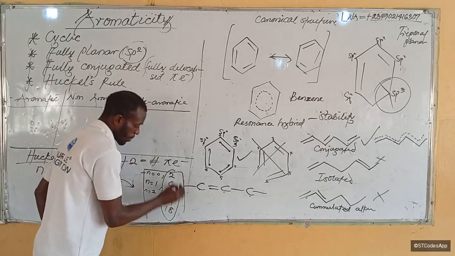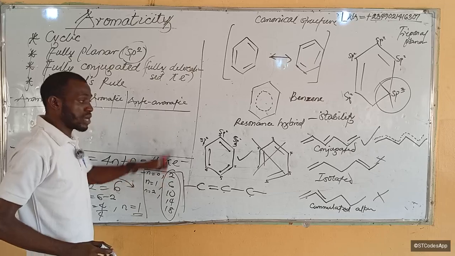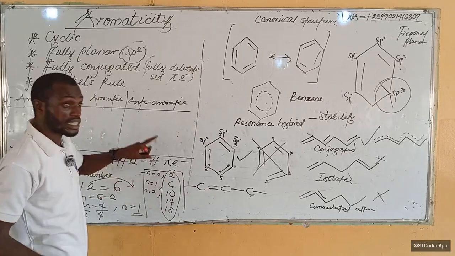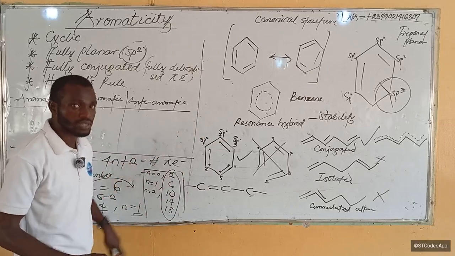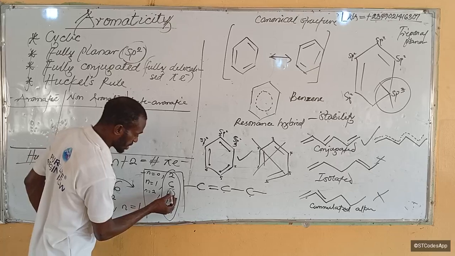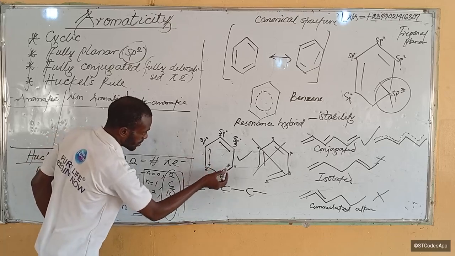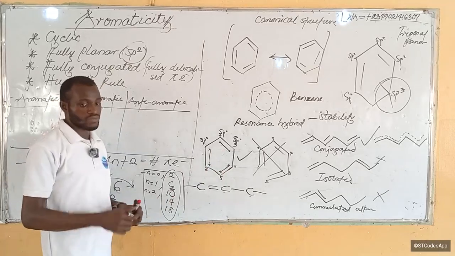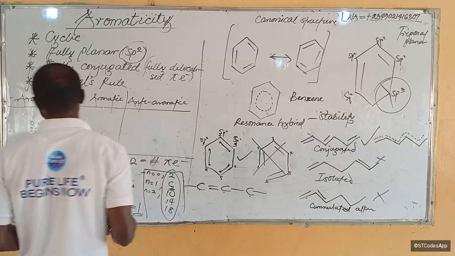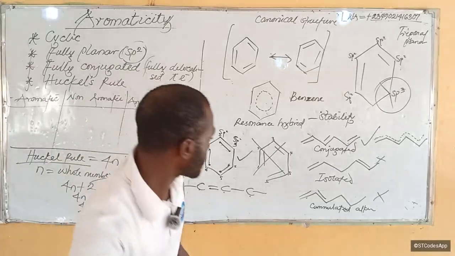If you count the number of pi electrons inside the molecule, the shape you are given, and you get any number here, then the molecule is aromatic. So for benzene, we got 6 when we counted. 1, 2, 3, 4, 5, 6. We got 6 exactly. So that is aromatic. Now let's use naphthalene for an example.